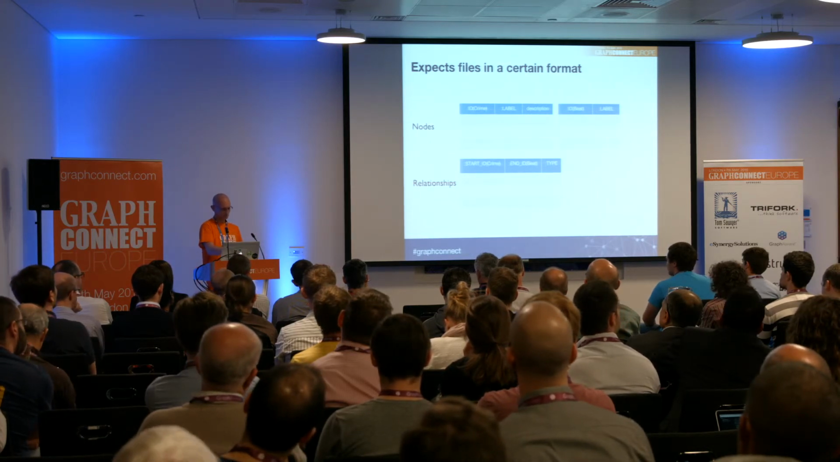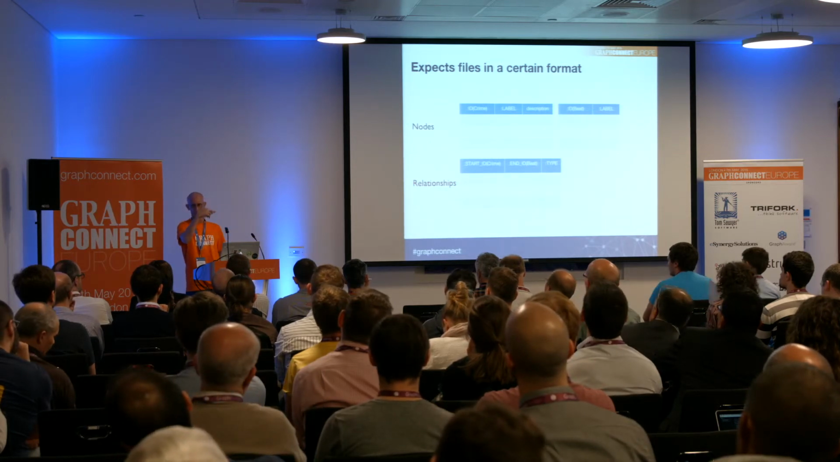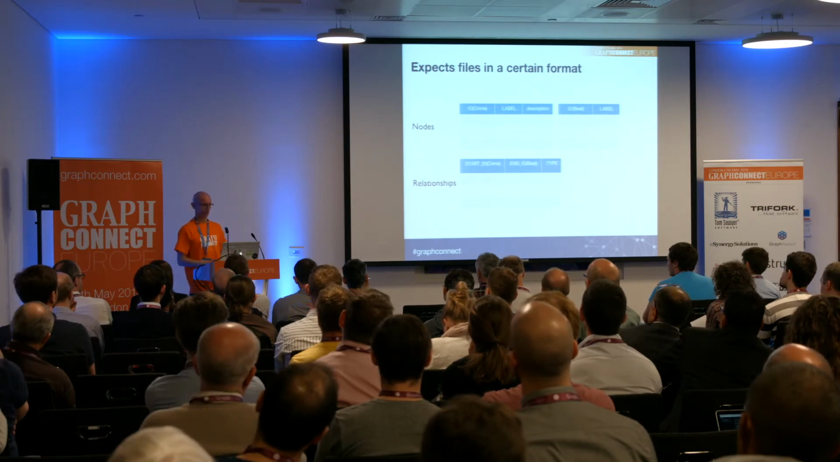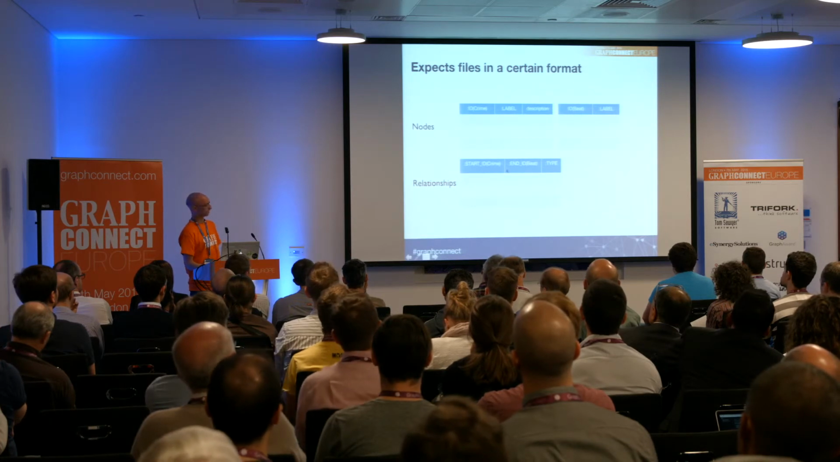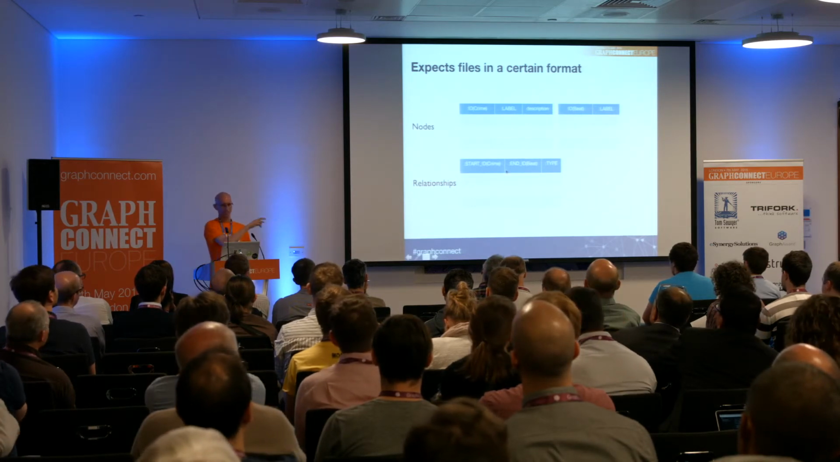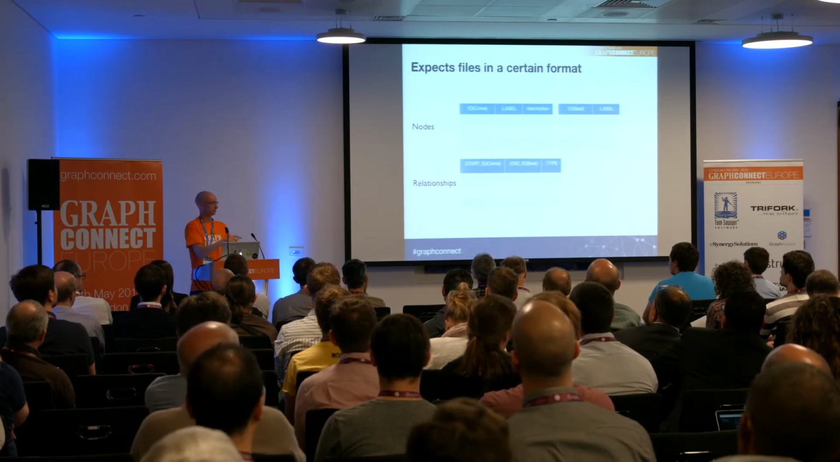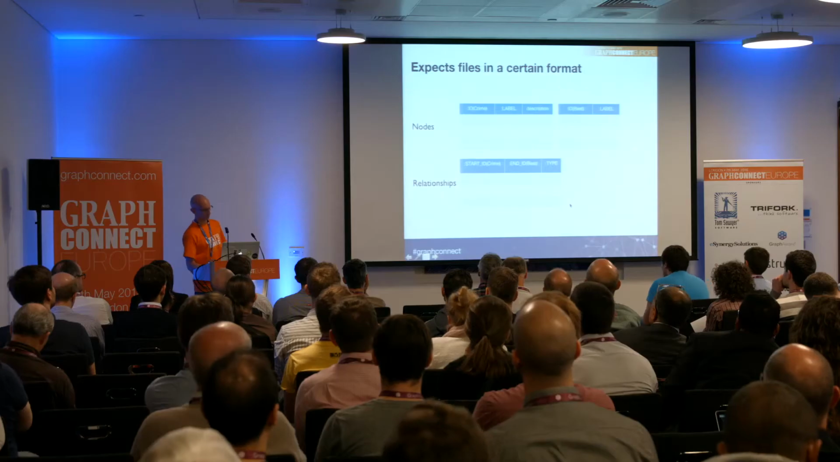If in my crimes file I put IDs of 1 and then 1 again, it will blow up and say, hey, by the way, you've already got a 1. So these need to be unique. And then we've got the same for the beats, and then to connect them together, you need to make use of the ID. So you need start ID, end ID, and then the type of the relationship. And as you can see, you can put properties anywhere along. You can put properties here, and along here as well.